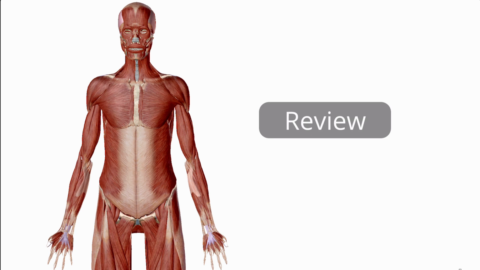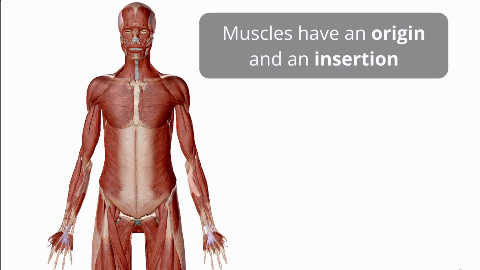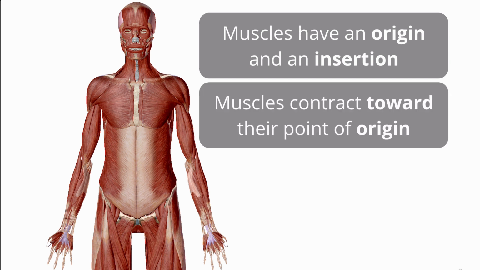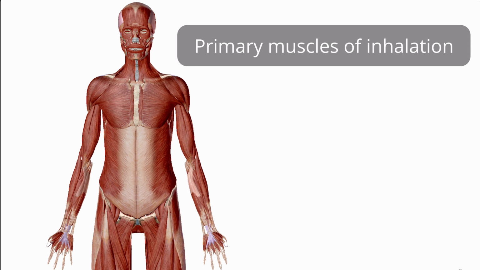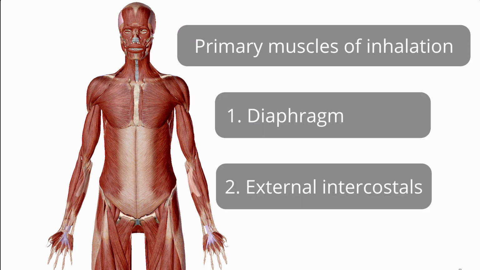Let's review the important points we've covered today. Muscles have an origin point and an insertion point. Muscles always contract toward the origin point. There are 2 primary muscles of inhalation, the diaphragm and the external intercostals. The diaphragm is a large, flat muscle that moves down and outward, causing the rib cage to expand in 360 degrees. The external intercostals are the outermost muscles between the ribs, and they elevate the ribs, causing the whole rib cage to lift up.